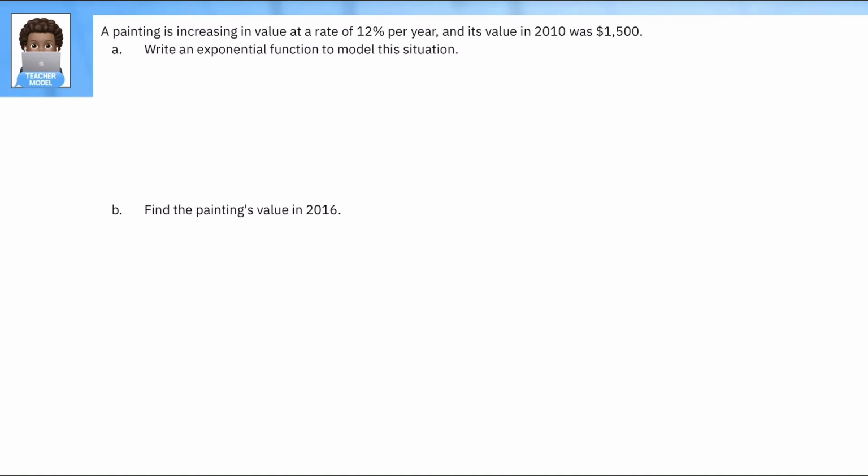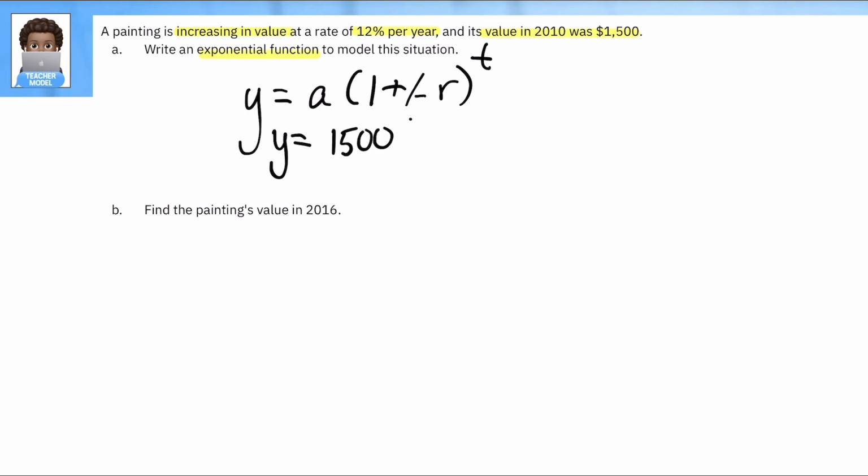Let's try writing out that function. A painting is increasing in value at a rate of 12% per year, and its value in 2010 was $1,500. All right, so let's write that exponential function. So y equals, our original part is a, 1 plus or minus the rate to time. So we already know what the original amount was, $1,500. We know it's increasing by 12%, so 1.12. And then however many years in time, we'll put t for time.